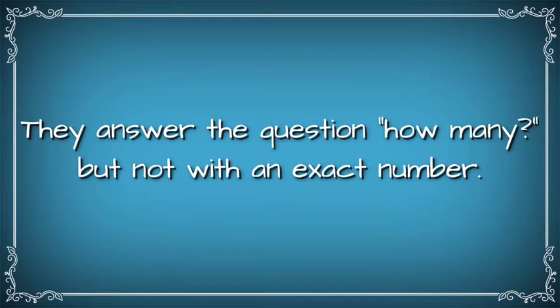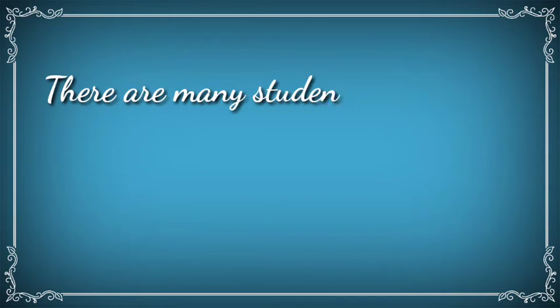Now we are going to see the next classification of adjectives of number, that is indefinite numeral adjectives. These answer the question how many but not with an exact number. There are many students in the line. From this sentence we get the answer for how many. There are many students, right? But we don't have an exact number. So this type is known as indefinite numeral adjectives.